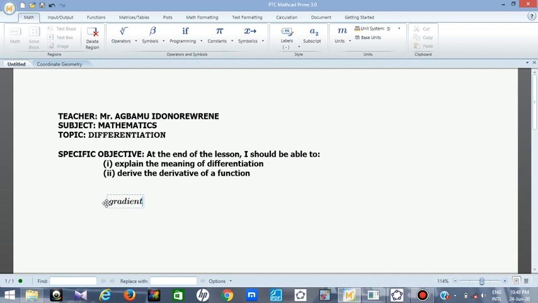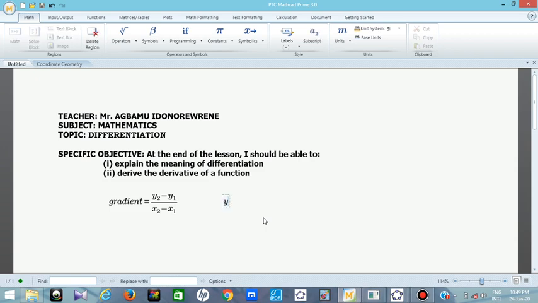Gradient is simply increase in y, that is where we have y2 minus y1, then we divide it by x2 minus x1. So this is it. How is y changing with respect to x? Let's take an example to demonstrate the meaning of differentiation.